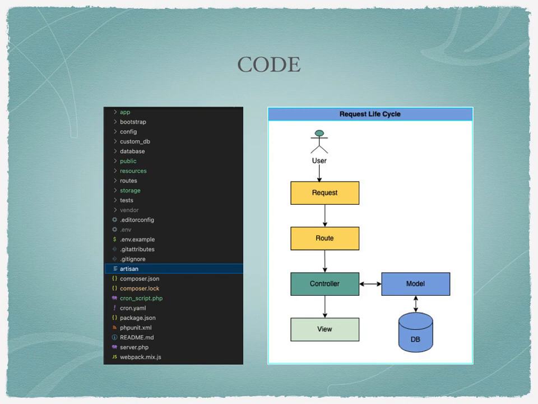So the .env file, as you are aware, is where we can store environment configuration variables. If you see the second image, the request lifecycle. Whenever a user comes to the browser and requests something, it will come to the route. The router will redirect all the logic to the controller, and the controller will do the logic and connect with the model if data is required, and then send it to the view.